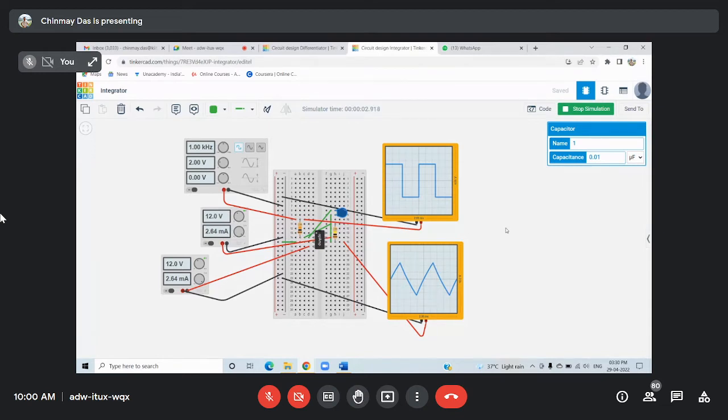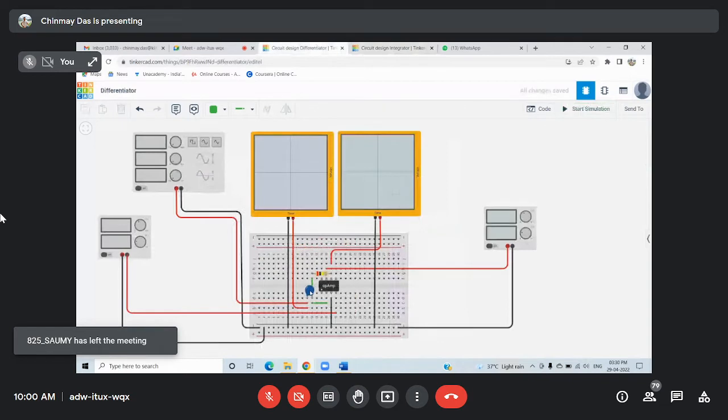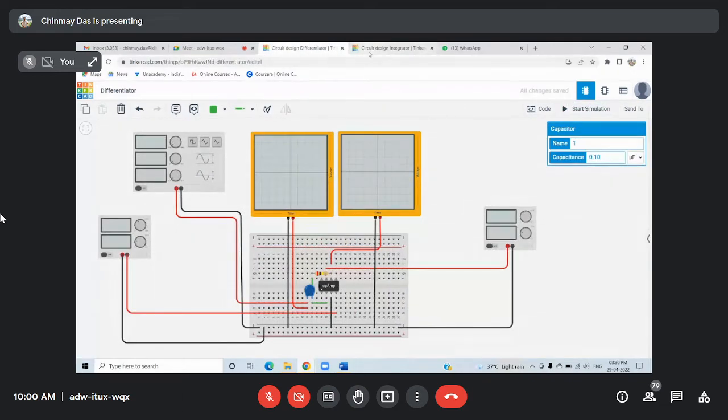So all of you design the circuit. Sir, 0.01 or 0.1? For the integrator, this is 0.01. And for the differentiator, the capacitor used is 0.1. Okay.